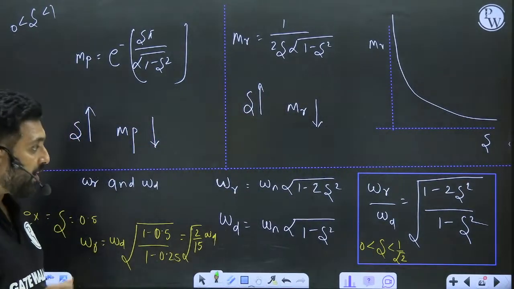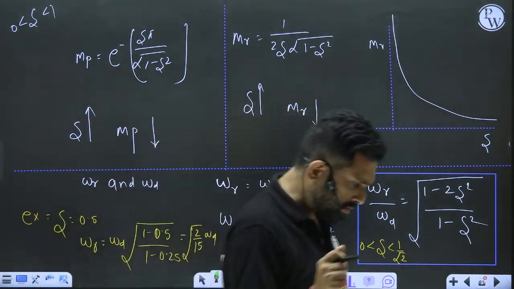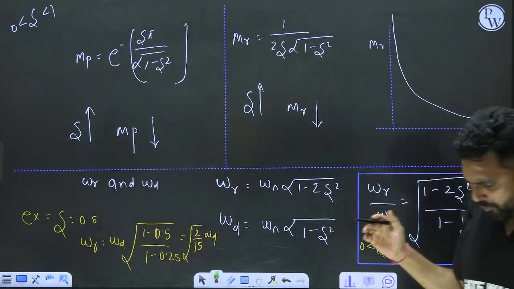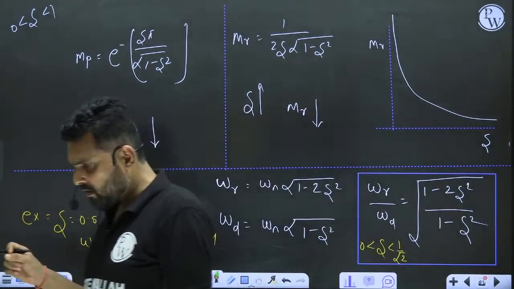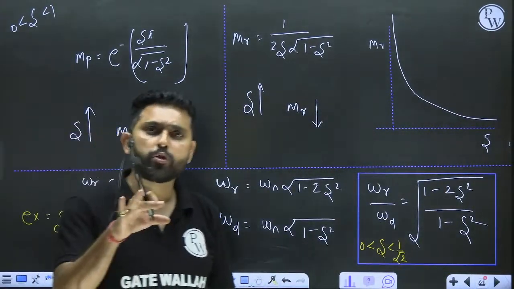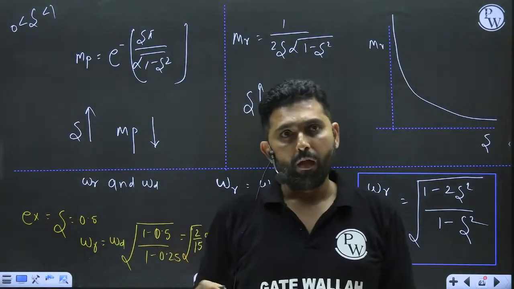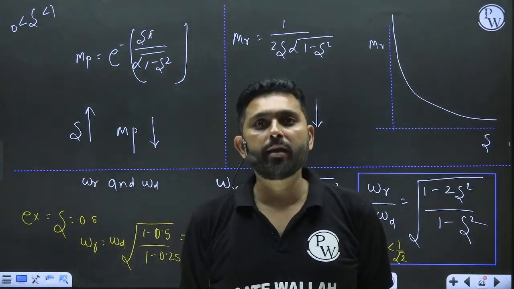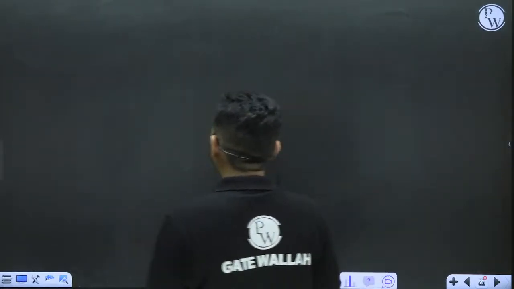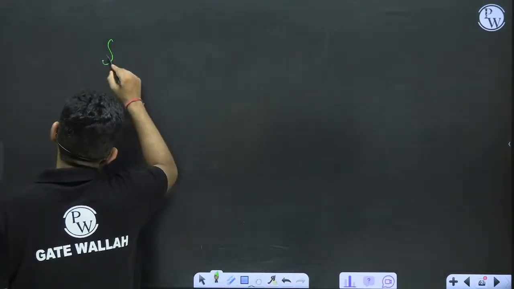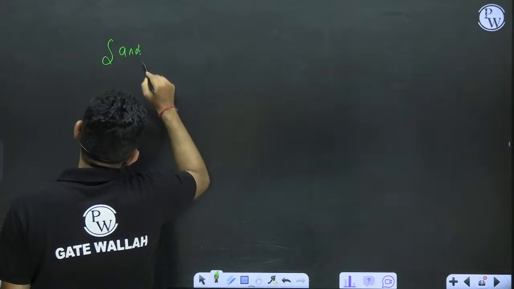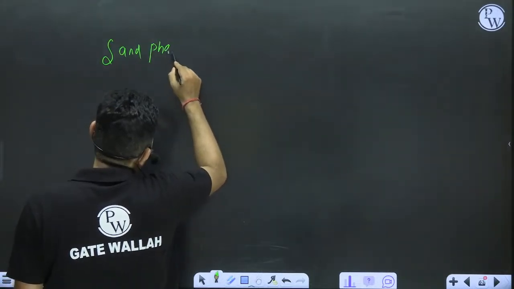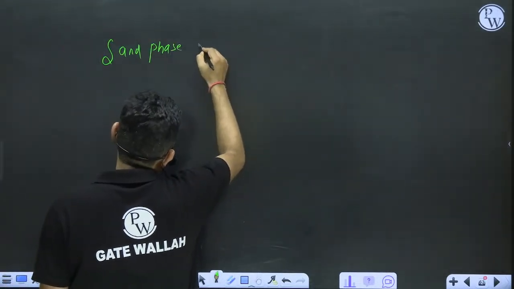See, in one of the PSUs, not PSUs, earlier, before 2018 I think, DRDO was also taking their own exam. Once DRDO, from nowhere, asked a relationship between zeta and phase margin. What is phase margin? We will see it in the polar plot.